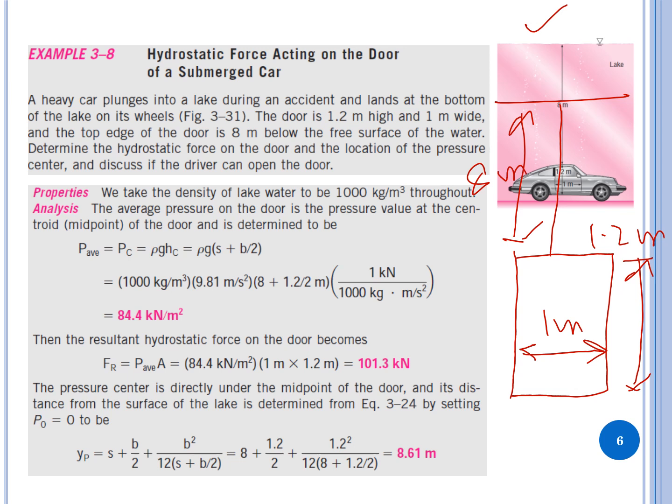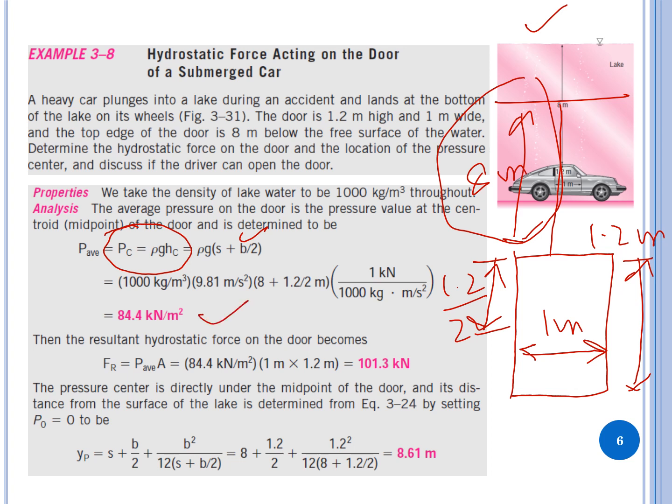So this is the first thing that you need to determine, the hydrostatic force on the door. To find hydrostatic force, you need to find hydrostatic pressure. So the pressure is going to be rho g hc, and hc is going to be yc, which is 1.2 over 2. This is where the centroid is going to be, plus 8 meters, or in other words rho g times s plus b over 2. S is going to be 8 and b is 1.2. You substitute these values and you get the answer 84.4 kilonewton per meter squared.